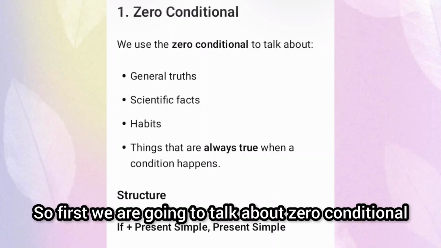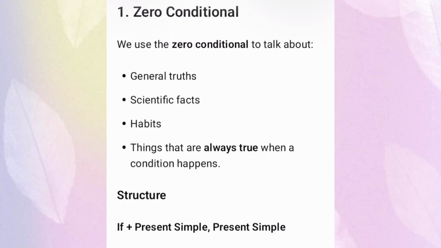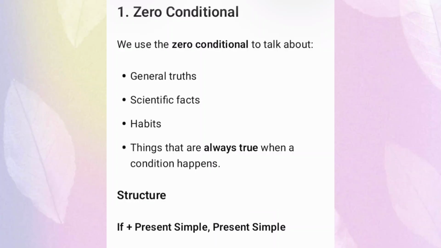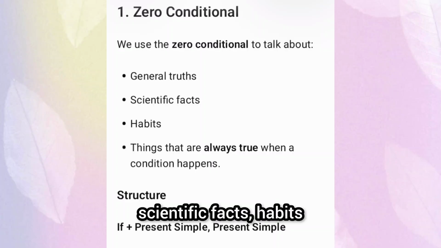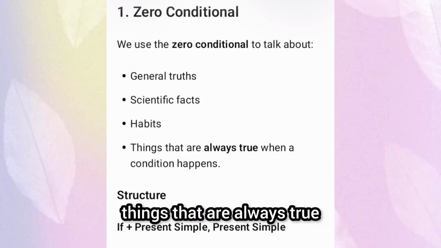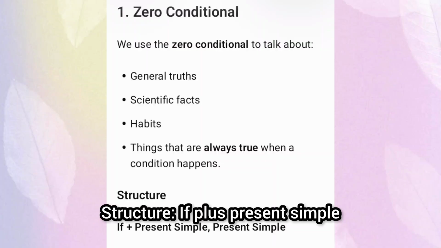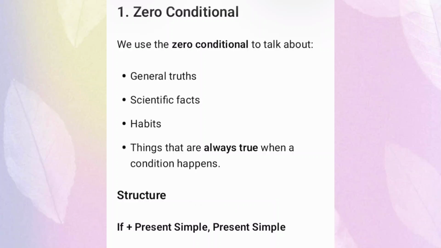So first we are going to talk about zero conditional. We use the zero conditional to talk about general truths, scientific facts, habits, things that are always true when a condition happens. Structure: if plus present simple, present simple.